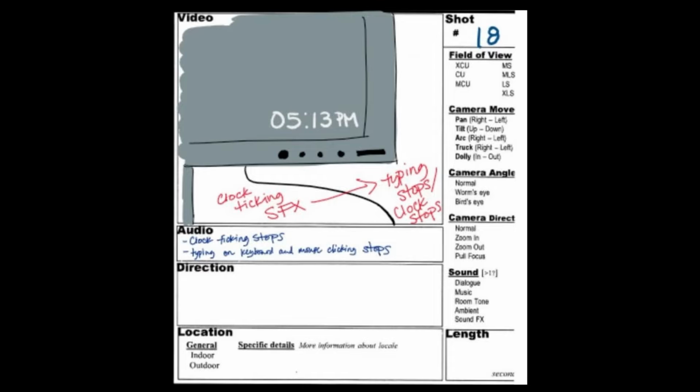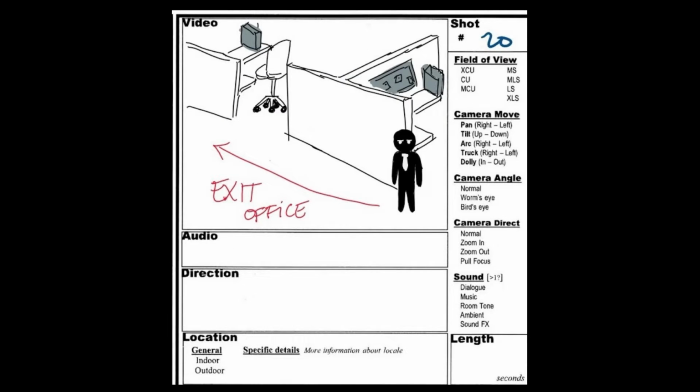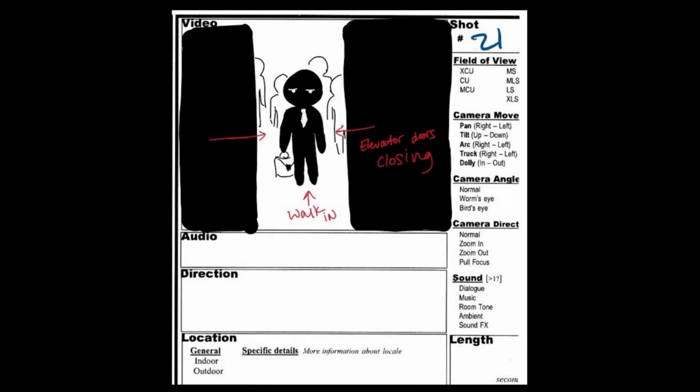And after that, we're going to cut back to the time, changing to 5:13 p.m., signifying that his shift is over and he'll gradually stop typing and leave work. So he's going to stand up, move left, as we discussed before, leaving towards home. And he's going to exit the office past a few cubicles. And the elevator door is going to close as he's walking in towards it.